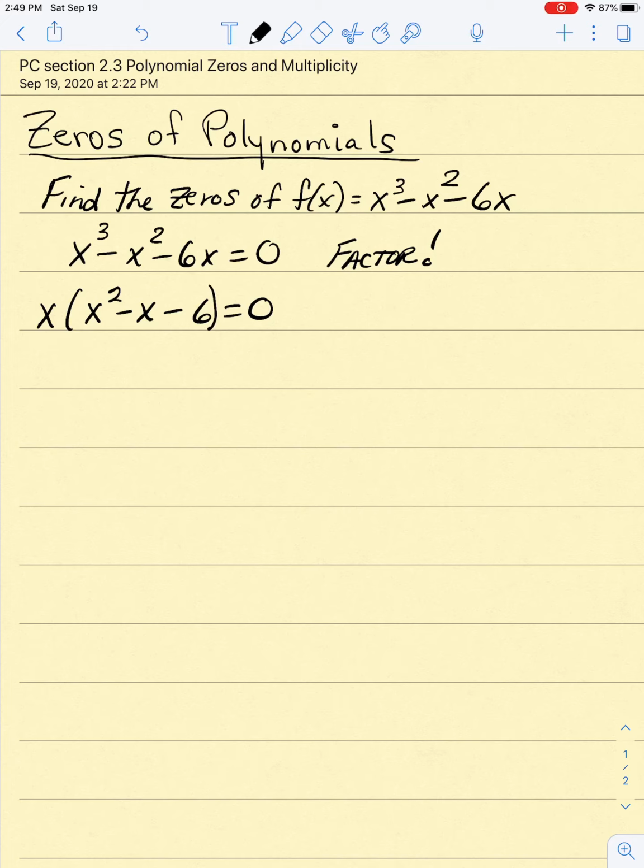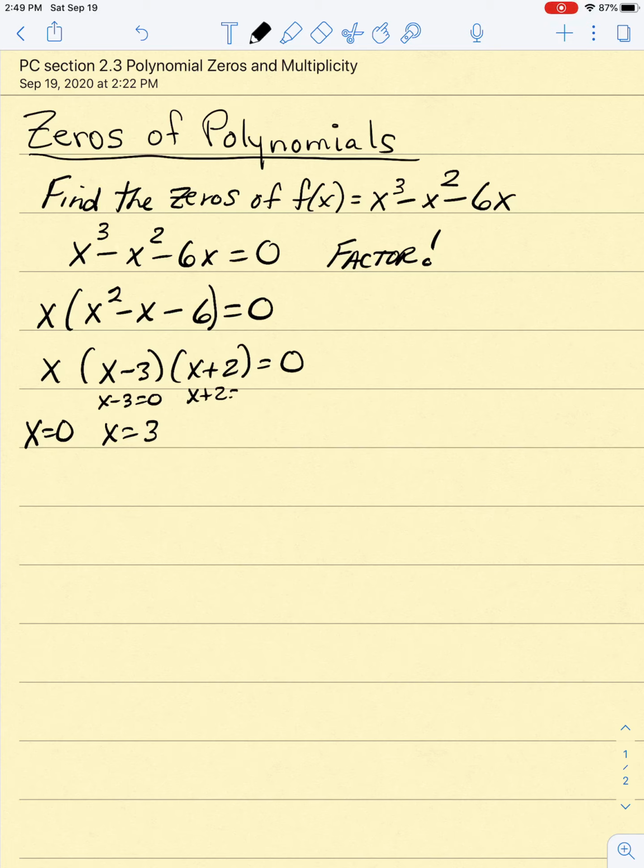then we want to see if we can actually factor the trinomial, which for this example factors into x minus 3, x plus 2. Okay, and then we can take a look. We can say that x equals 0. We can say that x minus 3 equals 0. So you would just say x is 3. X plus 2 equals 0. So x could be negative 2.